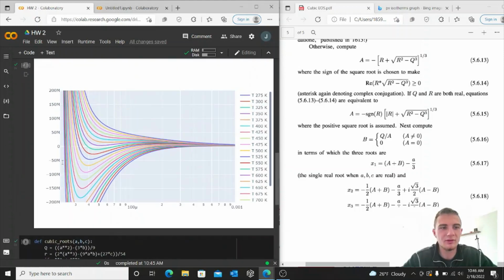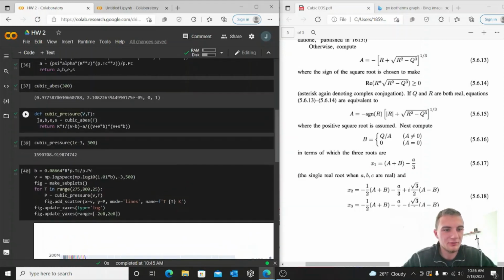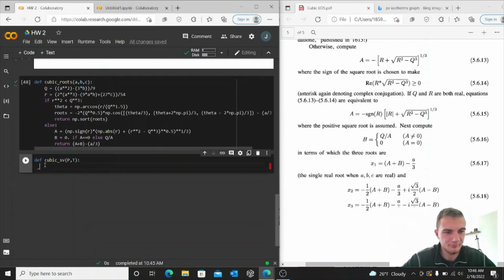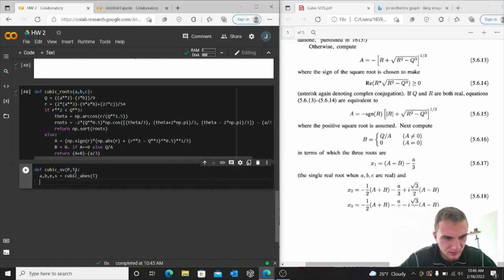Since we're doing this in the same notebook, I'm going to go ahead and add in our coefficients here for our cubic coefficient function, because we will need that in order to calculate the compressibility factor Z, and then ultimately from there calculate the specific volumes.